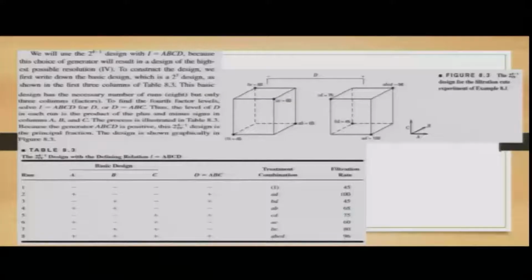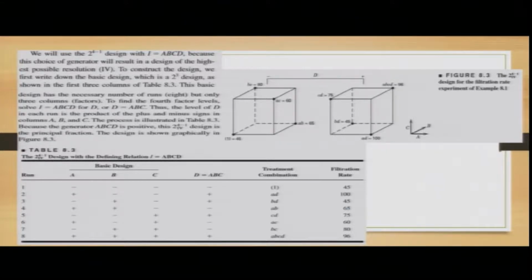So, now we will use the design of 2 to the power 4 minus 1, because the choice of the generator would result in the design of the highest possible resolution, which would be the resolution of Roman numeral 4. To construct the design, we first write down the basic design, which has 2 to the power 4 minus 1, which is 2 to the power 3 design factors, as shown in the first 3 columns. This basic design has the necessary number of runs, which is 8, but only 3 column factors are there.